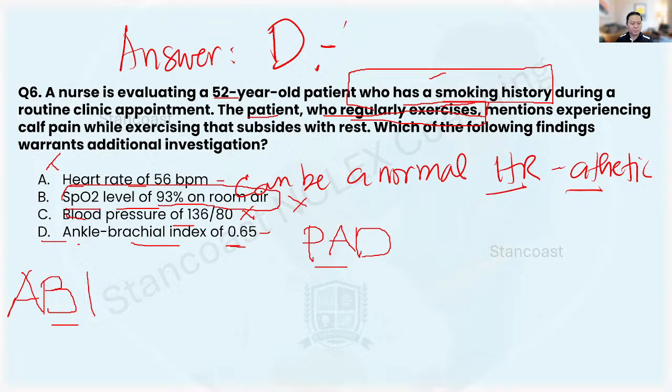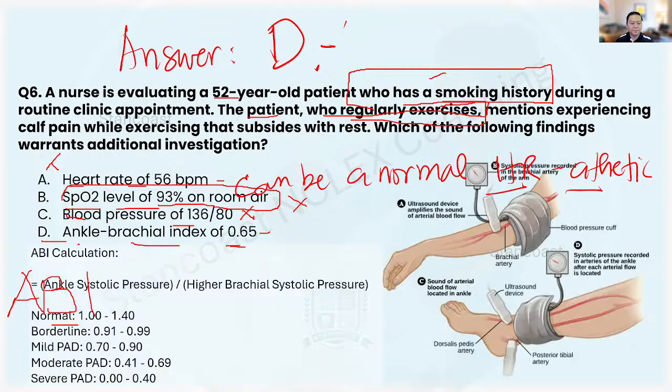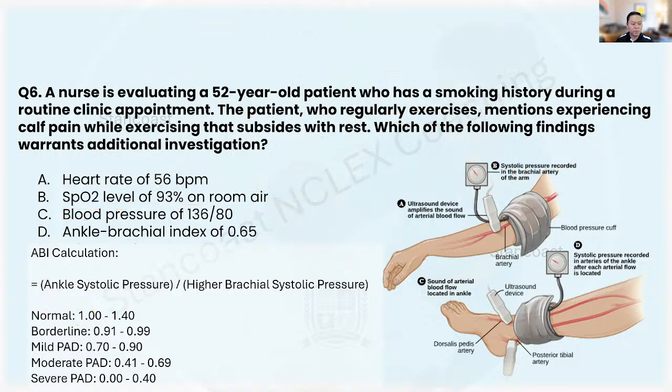So here's the procedure, guys. Oh, the selection here, it's not select all that apply, guys. This is a multiple choice, so you're only going to answer one option. So what is the ABI? The ABI basically is like this.